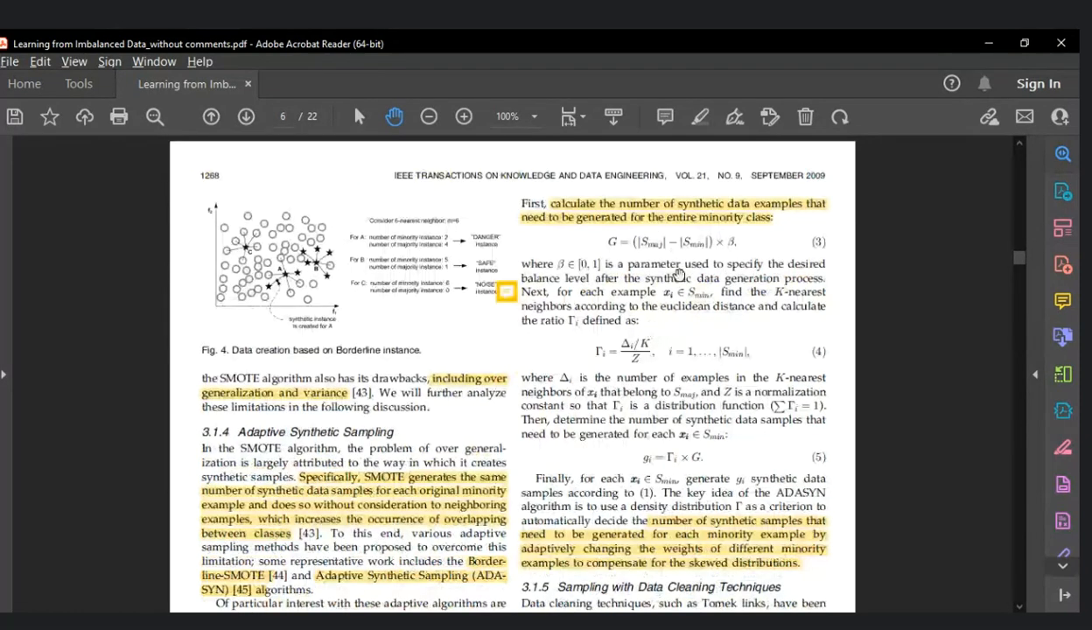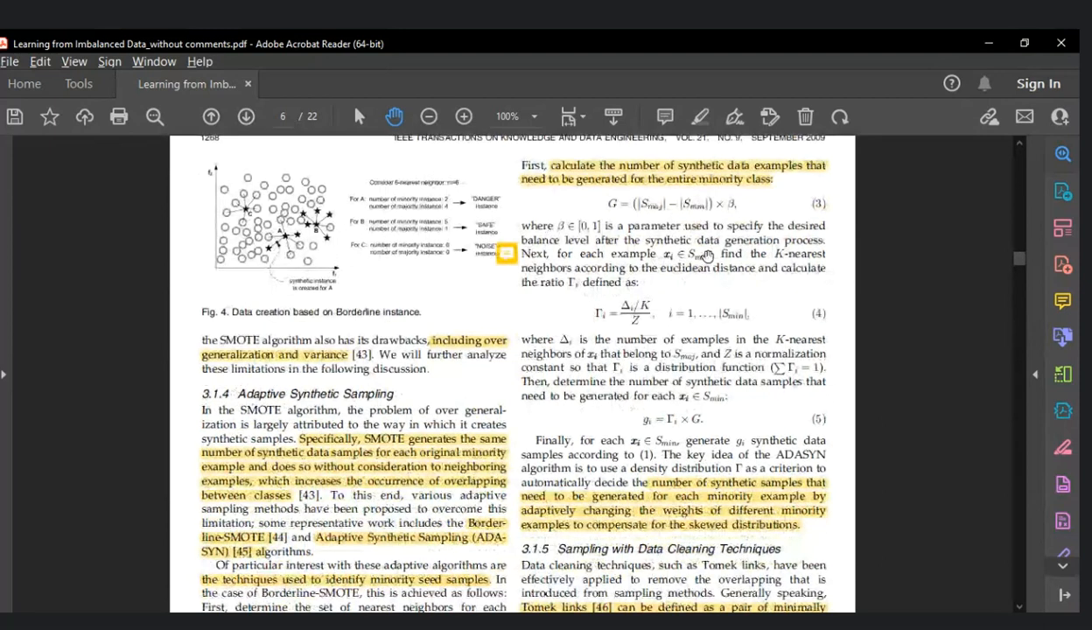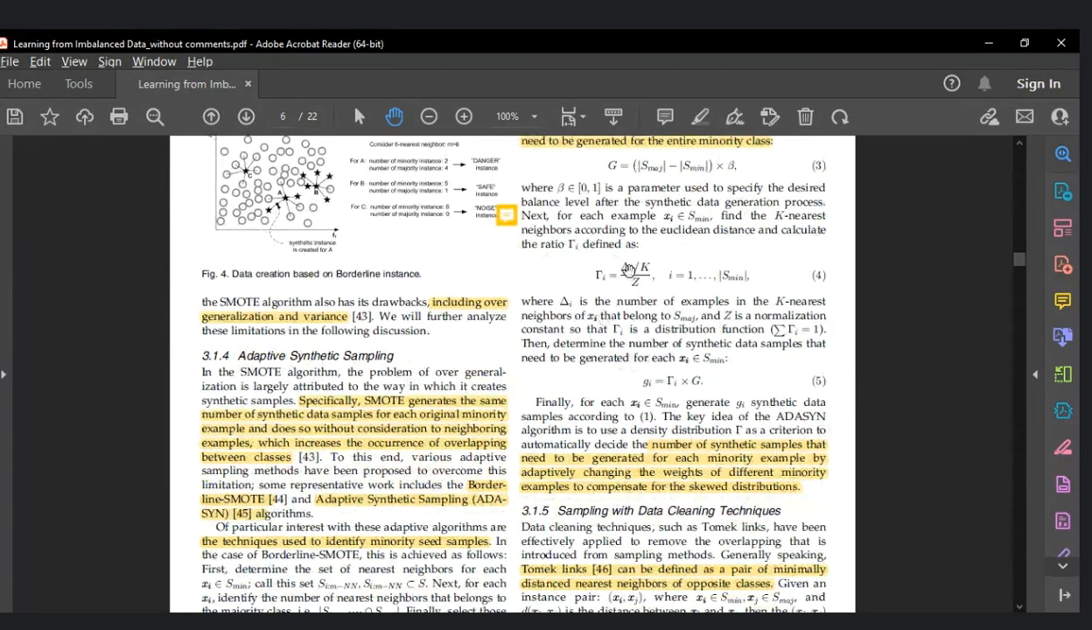Then what it does is that, after that process, it is finding the k-nearest neighbors according to the Euclidean distance to calculate this ratio. So this gamma ratio, what it's doing is that this delta i is the majority class examples actually. So around that xi, which is the minority class example's independent variables, it is only picking those that fall in the majority class examples here. That is denoted by delta i in here.